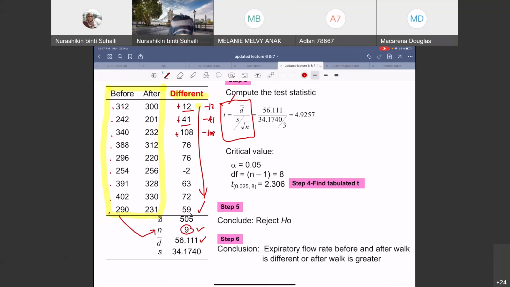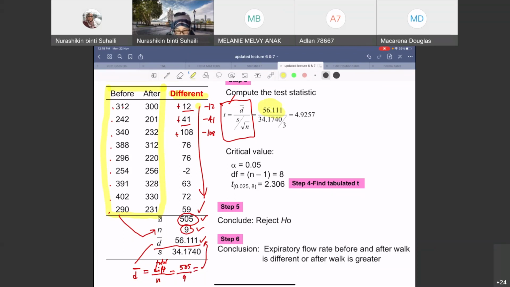Okay, and this is the total of the difference. Means that 12 plus 41 plus this is this, you got 505. Okay, and the mean, when we have the bar over here, that's the mean. So means that is the total difference divided by the n, which is 505 divided by 9, you got 56.11. Okay, so that's the value that you have to substitute into here, right?